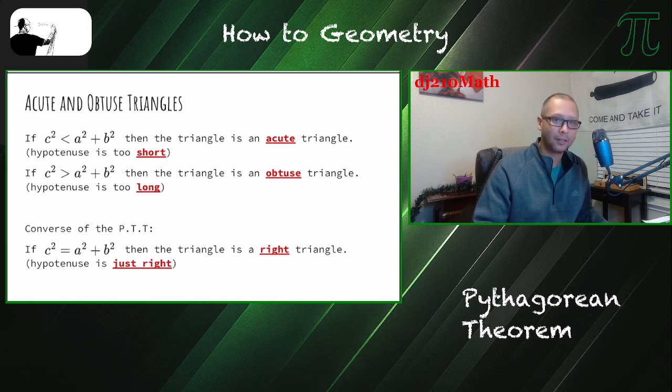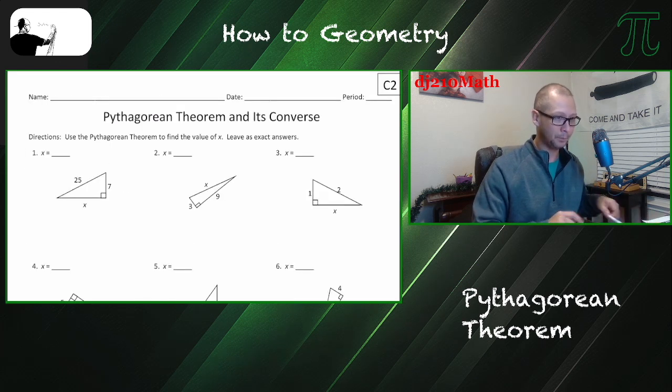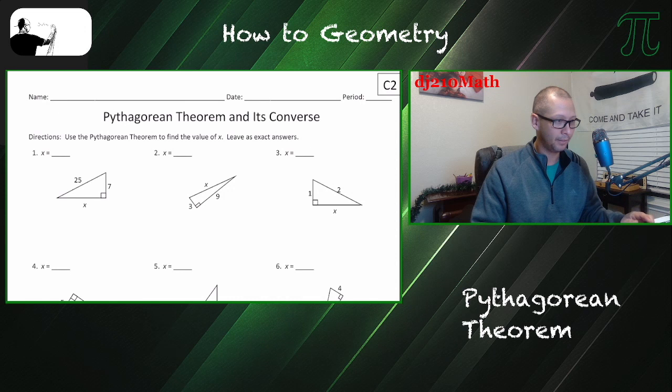So you want to go ahead and start correlating these two ideas. If the square of the hypotenuse is exactly equal to the sum of the squares of the legs, then it is a right triangle, right? The hypotenuse is just right. It's exactly the length that it needs to be to make a right angle. Too short, acute. Too long, obtuse. That's what you want to start making the connection with. All right, so let's see some examples of this put to use.